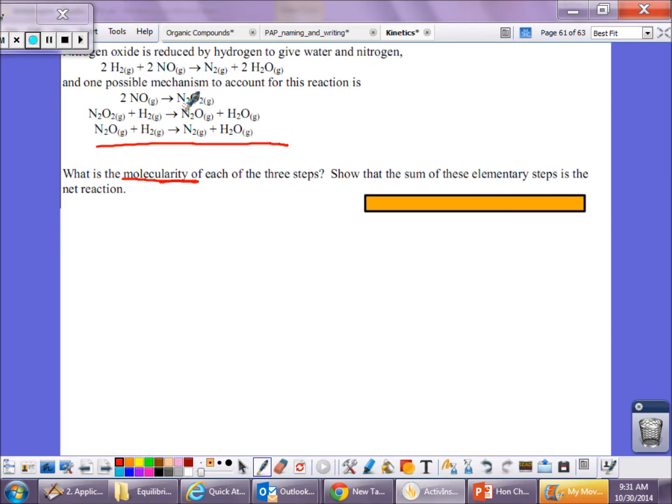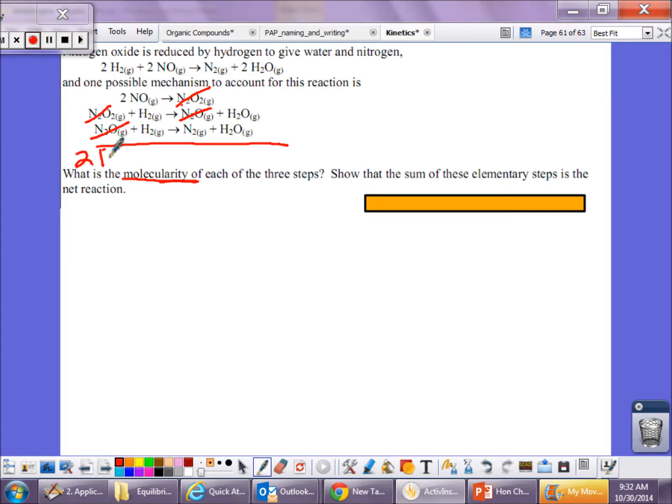This is an intermediate because it was formed here and it was used up in the next step. Let's see if there is any other intermediate. I think this one is. This is N2O, formed in step 2 and used up in step 3. Okay, and then all I have to do is add up what I have left, just like Hess's law.